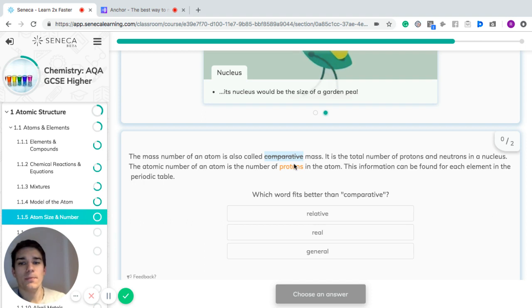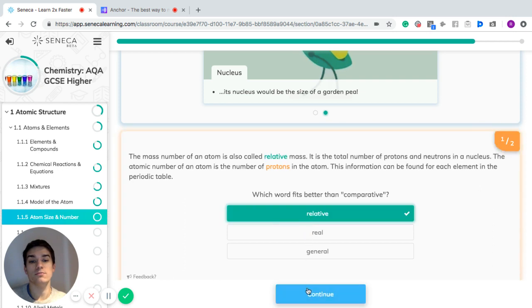Just to recap, the mass number of an atom is also called the relative mass. It is the total number of protons and neutrons in a nucleus. The atomic number is the number of protons in an atom. This information can be found for each element on the periodic table.